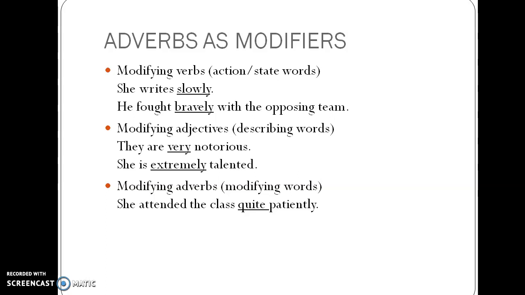So adverbs modify three things. They tell us about three things: verbs, adjectives, and adverbs. And when you are asked to identify adverbs in a sentence, first of all find these three words. Find if there is a verb in a sentence. If there is no verb, find an adjective. If there is no adjective, find an adverb. And then see which words are telling you more about that adjective, adverb, or verb. That's how you identify adverbs in sentences.